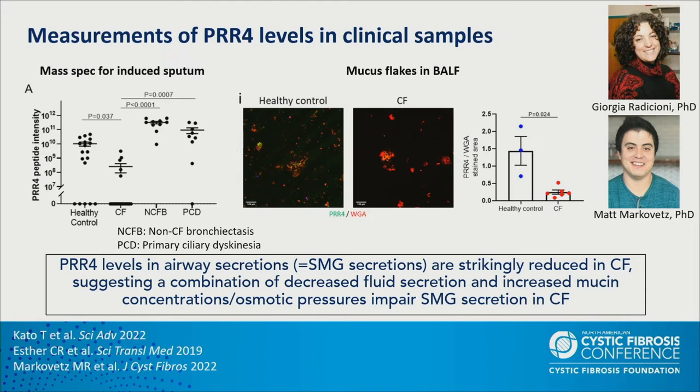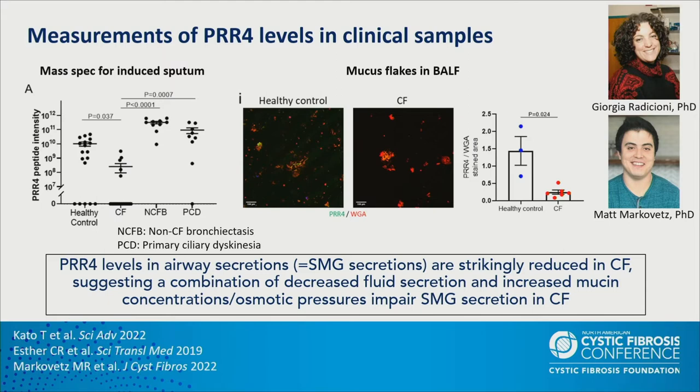So we investigated the PRR4 peptide level in induced sputum samples collected from healthy control and three diseases: CF, non-CF bronchiectasis, and PCD. And importantly, all these three diseases exhibit submucosal gland hypertrophy. And compared to healthy control, the CF induced sputum showed a significantly lower PRR4 level. This is one evidence that the CF glandular secretion is blocked.